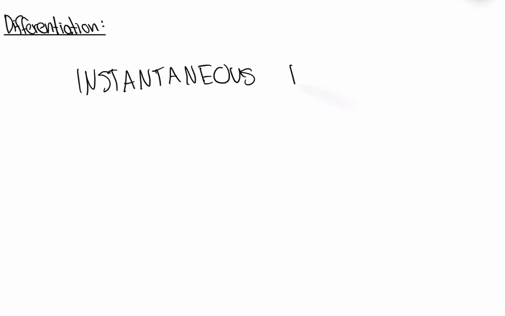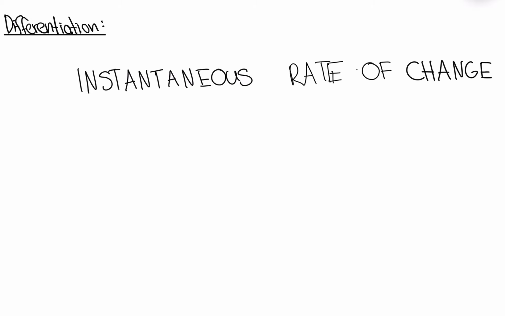Derivatives are the instantaneous rate of change. Now, I recommend you write it with me because you should not forget this. In other words, they're the slope of any 2 points on a graph where the distance between the 2 points is infinitely small. Now, let me show you what I mean.